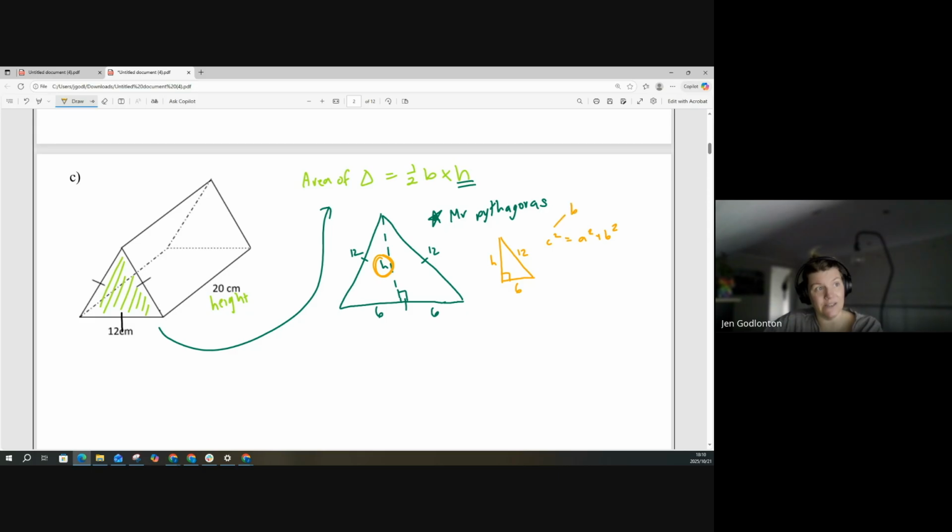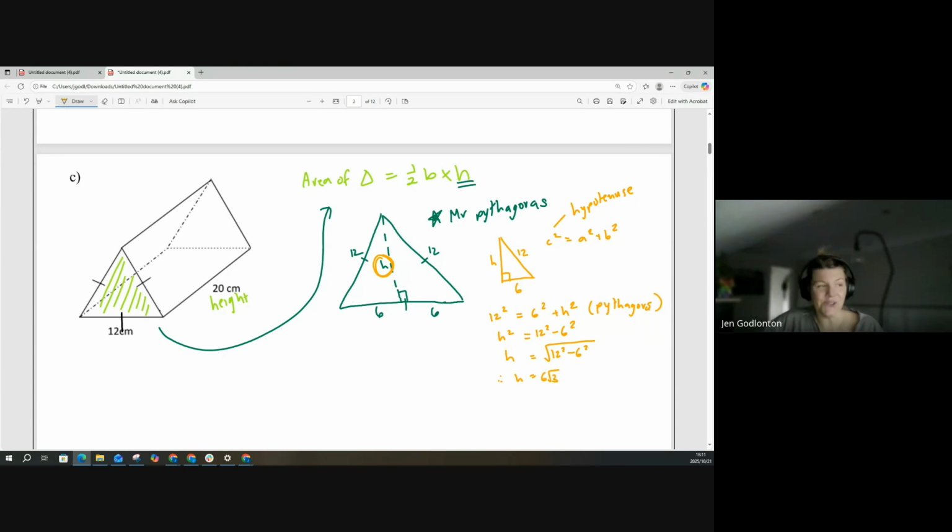And c squared is your hypotenuse. So for us, we're going to say 12 squared is equal to 6 squared plus h squared. And then we have to give a reason because it's maths, Pythagoras. So h squared is going to be equal to 12 squared minus 6 squared, which means h is going to be the square root of 12 squared minus 6 squared, which gives us 6 root 3.